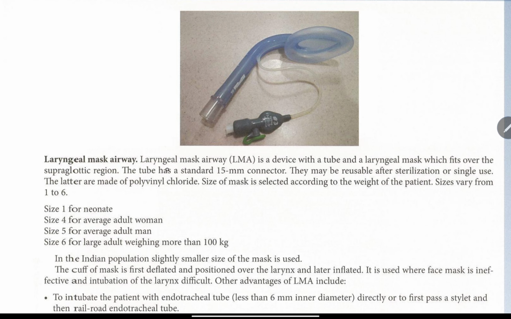Laryngeal mask airway. Laryngeal mask airway (LMA) is a device with a tube and a laryngeal mask which fits over the supraglottic region. The tube has a standard 15 millimeter connector. They may be reusable after sterilization or single use. The latter are made of polyvinyl chloride. Size of mask is selected according to the weight of the patient. Sizes vary from 1 to 6. Size 1 for neonate, size 4 for average adult woman, size 5 for average adult man, and size 6 for large adult weighing more than 100 kg.